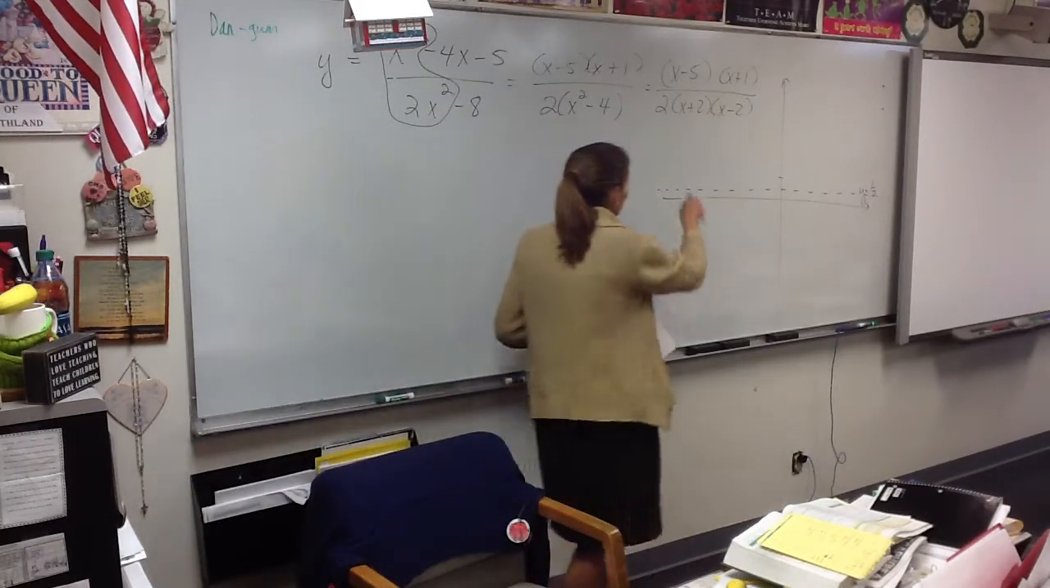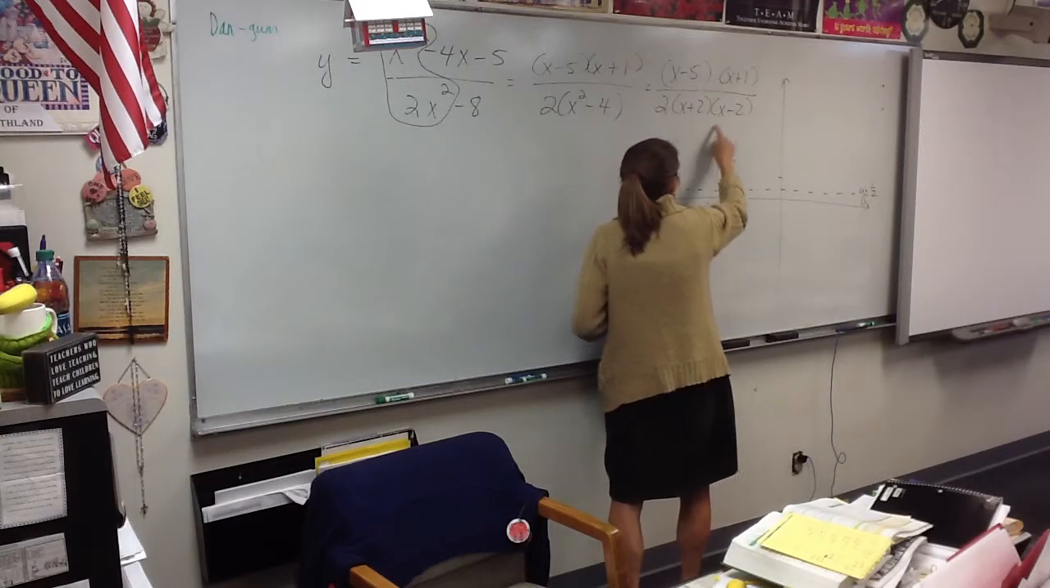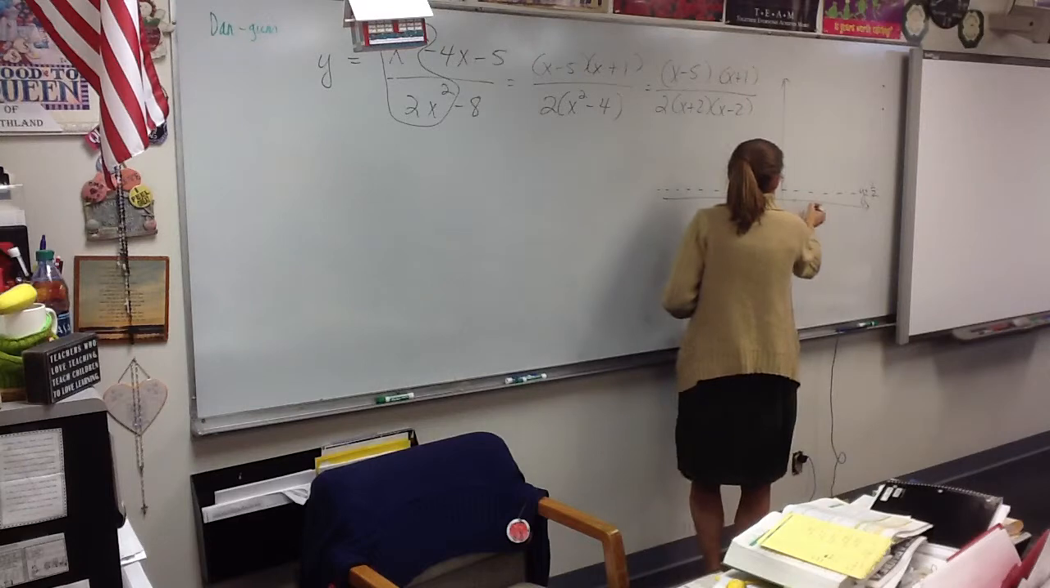Now, what about verticals? Where are your verticals? You look at the denominator for your verticals. Where are they? 2 and -2.